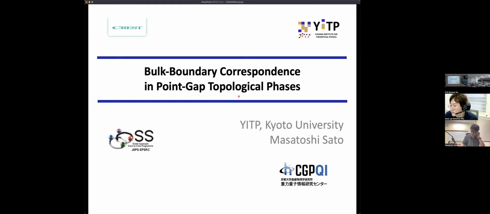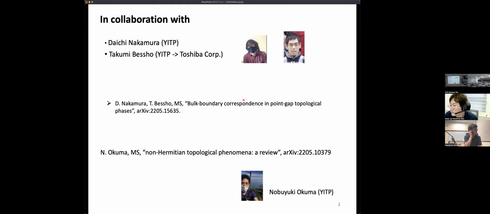It is a particular class of topological phases in non-Hermitian systems. And this talk is based on the collaboration with these people: Daichi Nakamura, who is my student, and Takumi Bessho, my former student, who is now at Toshiba Corporation. Based on this paper, I'll give a talk.